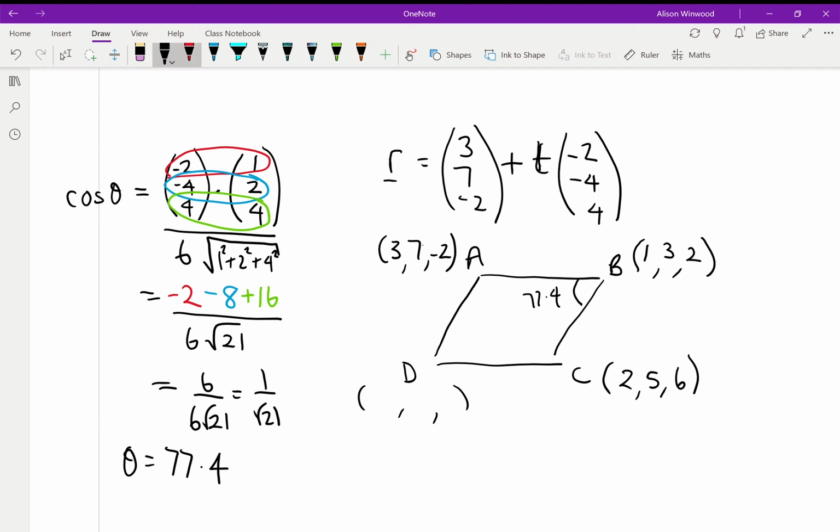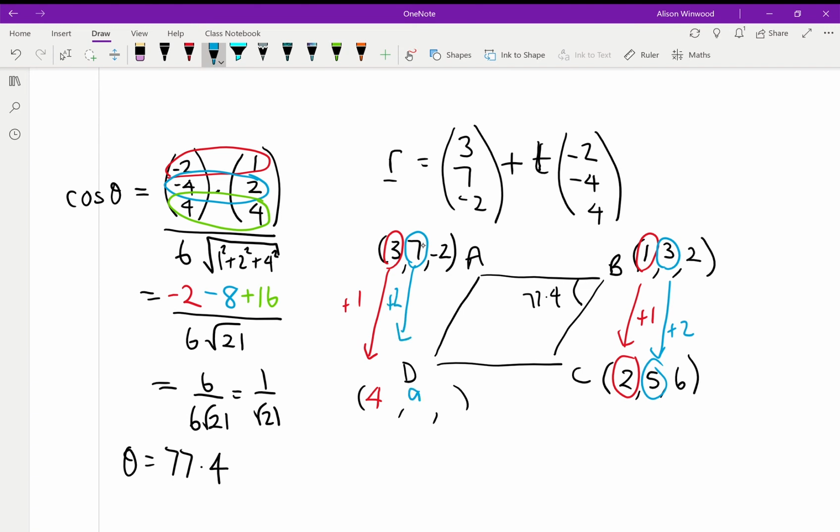Because it's a parallelogram, however I get from B to C, which is to add 1, I need to do the same to get from A to D. So D will have a first coordinate of 4. To get from 3 to 5, I add 2, so 7 add 2 is 9. And to get from 2 to 6, I need to add 4, so D's z coordinate is 2.